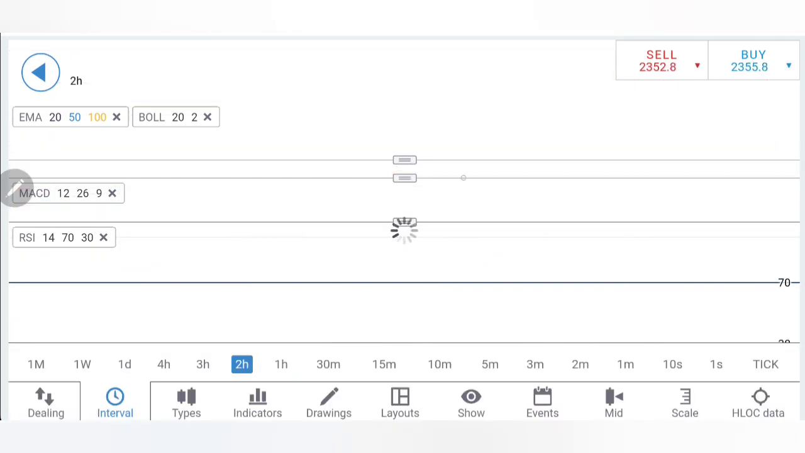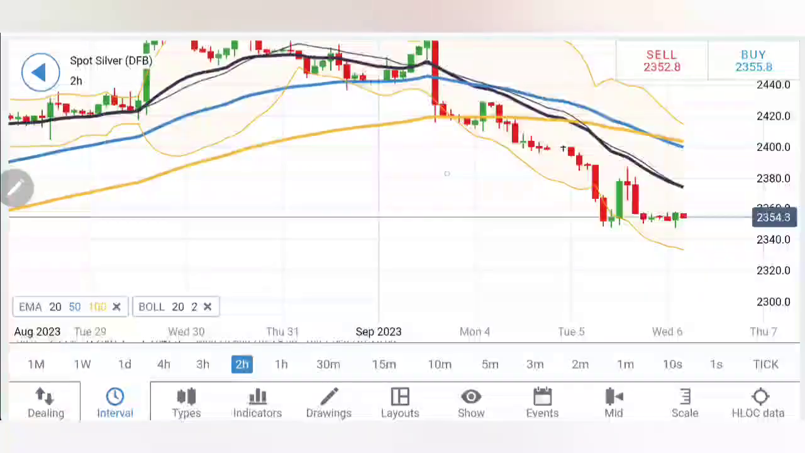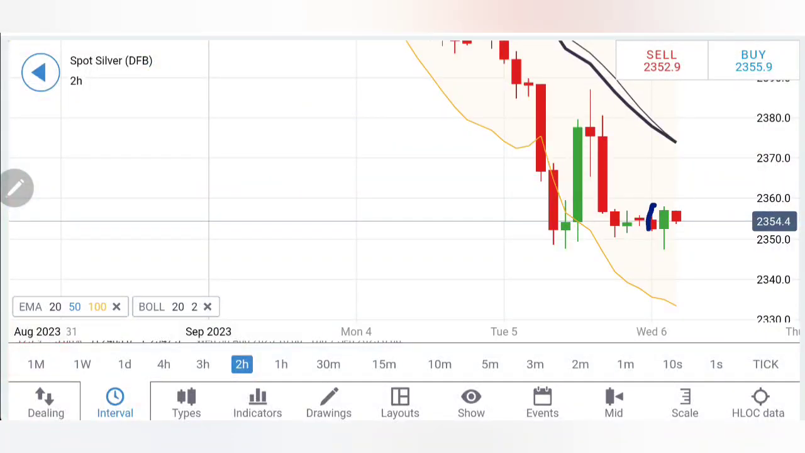RSI is also flat here and near the bottom. Looking at the 2-hour charts, you should consider the previous candle. Now look at the previous candle. It has shown a sharp pullback and a greener body.